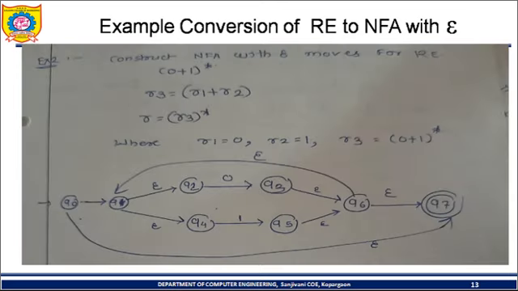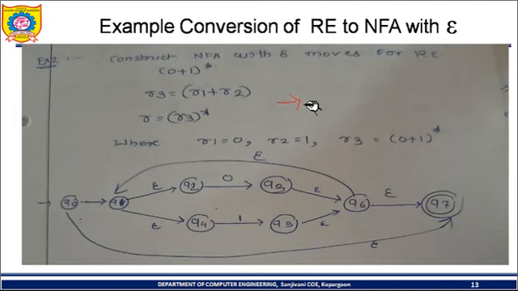This is another example. Here, construct an NFA with epsilon for a regular expression. The given regular expression is (0 plus 1) star. So there is a union rule between 0 and 1, and after that we have to take its Kleene closure. First of all, we will draw R1 plus R2. If we draw R1 plus R2 separately, R1 is 0 and R2 is 1. So we have to take its union.